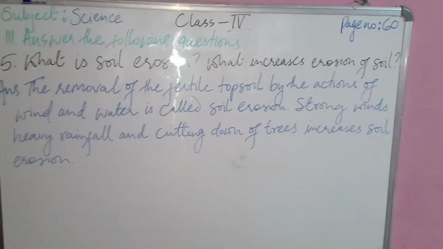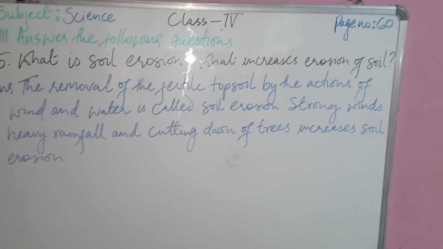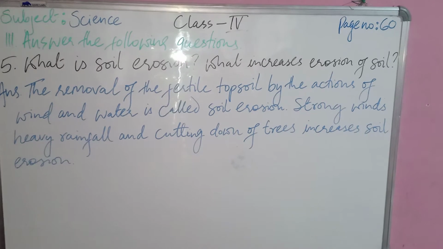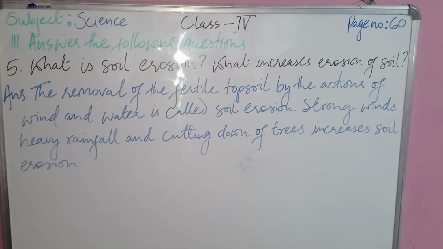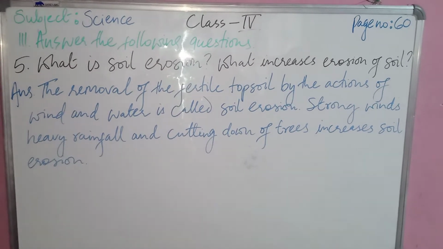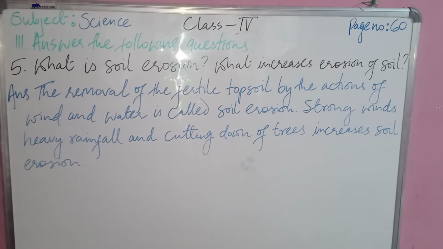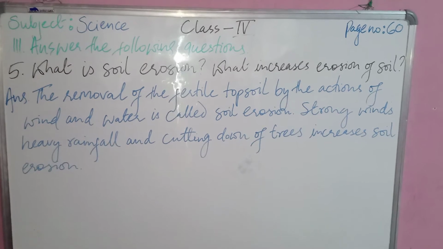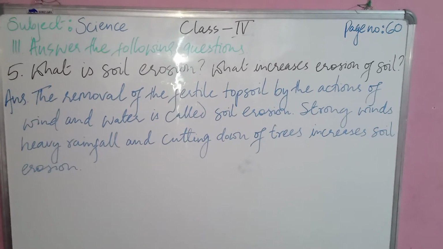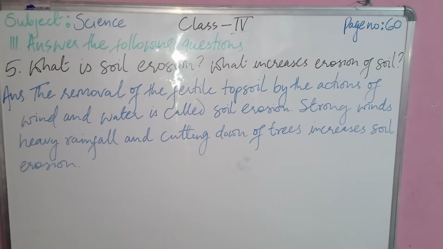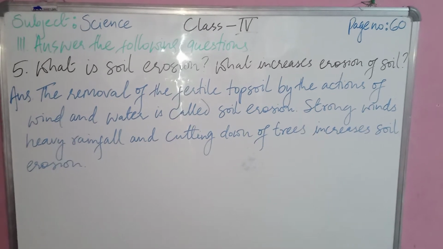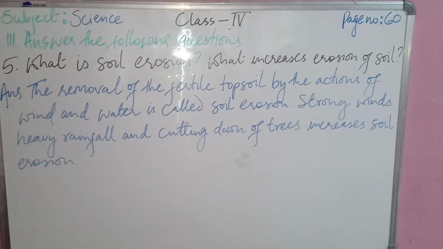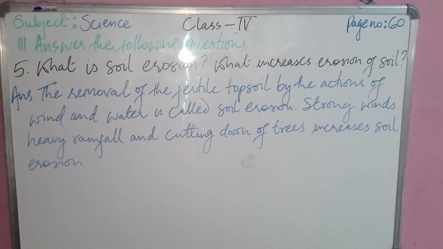So next we have, so write question number 5. What is soil erosion? What increases erosion of soil? So you have to write the removal of fertile topsoil by the actions of wind and water is called soil erosion. Full stop. Strong winds, heavy rainfall and cutting down of trees increase soil erosion. Okay.